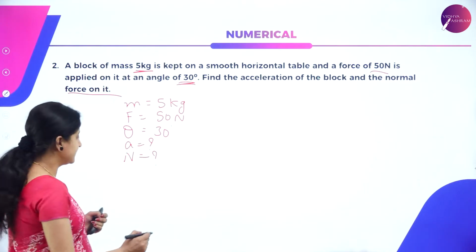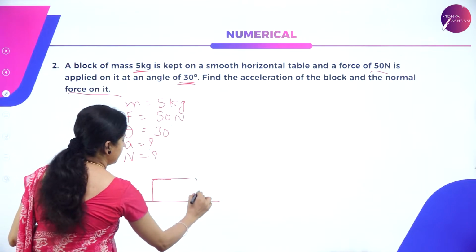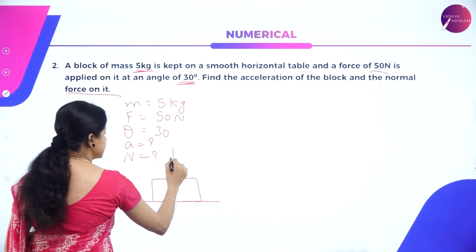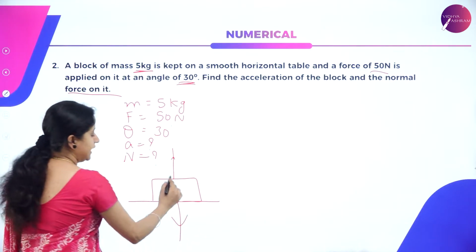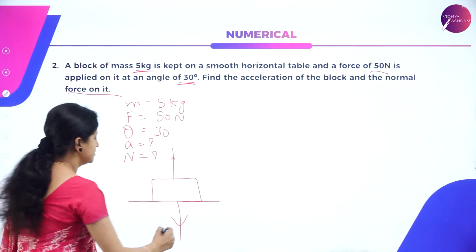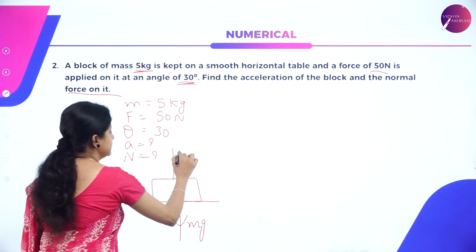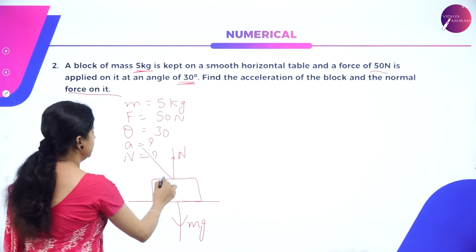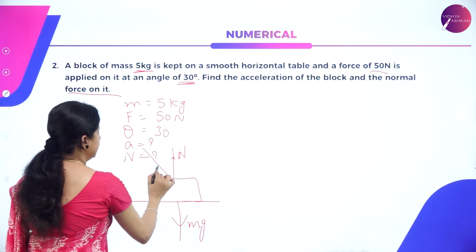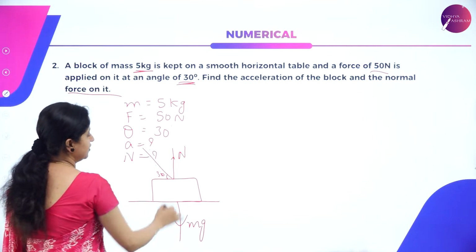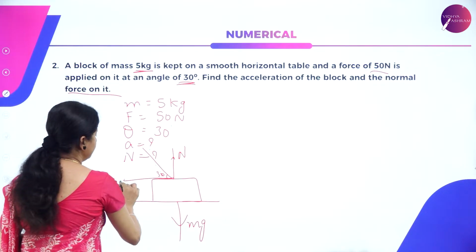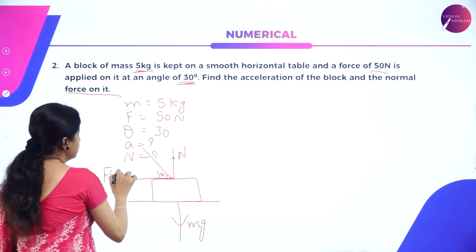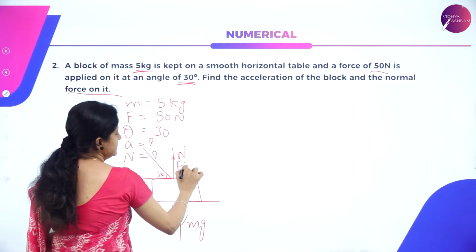So let us analyze this condition like this. A horizontal block is kept on a smooth surface. Here the normal force acts and here the weight acts downwards. This will be equal to mg and this is the normal force. And this force is acting at an angle of 30 degree. So this force is resolved into two components, along x component as well as along y component. Along x component it is f cos theta and along y component it is f sin theta.